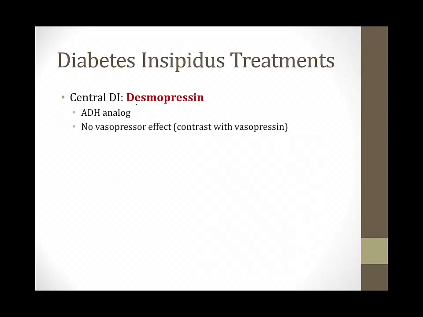Patients with central DI can be treated with desmopressin. I mentioned this earlier. It's an ADH analog. It has no vasopressor effect like vasopressin, so it won't raise the blood pressure. The problem with vasopressin is although it replaces the lost ADH in diabetes insipidus, it's also a vasopressor. That's how it gets its name. So it will constrict the blood vessels and raise the blood pressure. That won't occur with desmopressin, and that's why it's a nice treatment for diabetes insipidus.